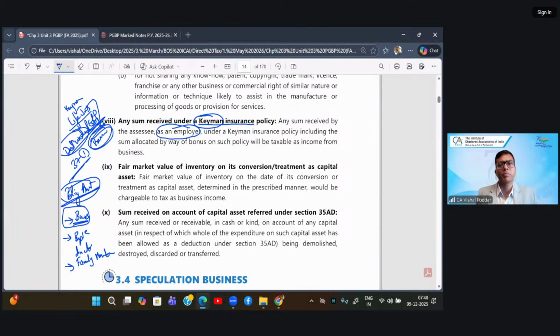If as a business I receive it, business meaning as an employer or as a company, because of the death of my employee, director, etc., for me it is taxable under section 28, that is the PGBP head. If the employee receives it, it is taxable as profits in lieu of salary under section 17(3) under the head salary. This is what I was asking, whether you have studied this. You would have studied this earlier in the salary chapter.